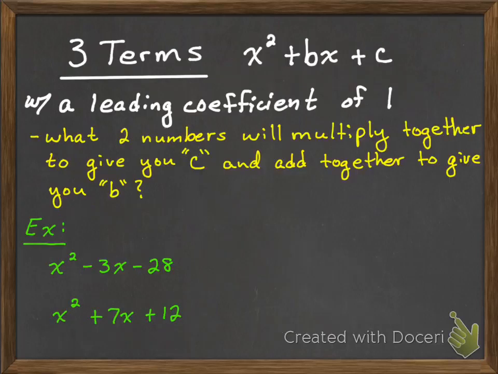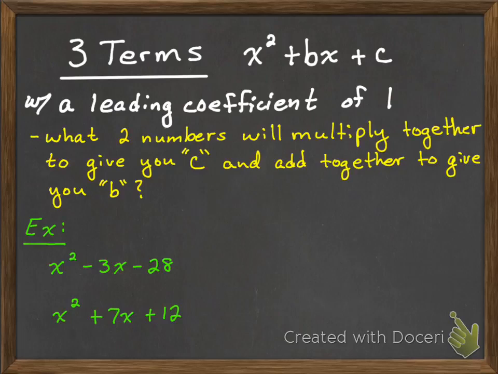Alright, so the next type of factoring that we're going to take a quick look at is when you have three terms in the form x squared plus bx plus c. B and c just represent constants or numbers that are going to be located in those positions. In this situation, we are going to have a leading coefficient of 1. Leading coefficient means the number in front of our first term, or the largest term, is going to be a 1.